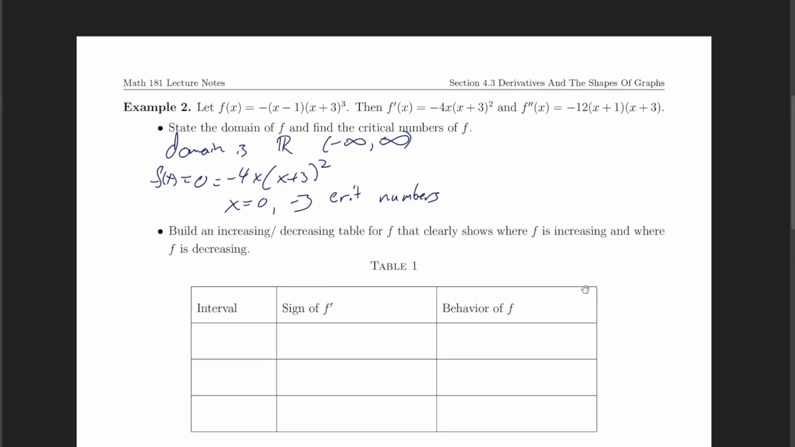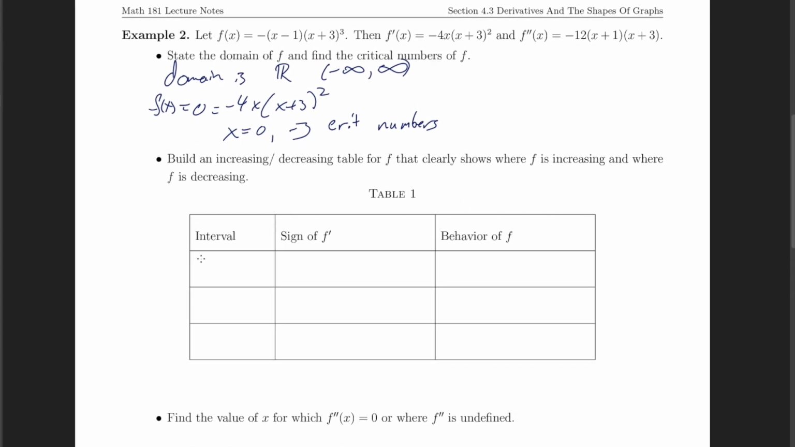Now we're going to figure out where it is increasing and decreasing. We're going to do our intervals between our critical numbers: from minus infinity to negative 3, from negative 3 to 0, and from 0 to infinity. Looking at the first interval, if I put negative 5 in, negative 4 times negative 5 would be positive, and then I'll have negative 2, but I square it, so this is positive. Overall, the sign here is positive, and so the behavior here is increasing.